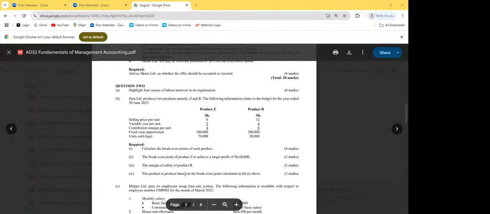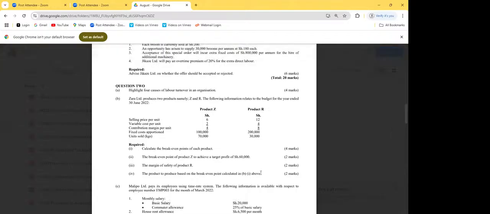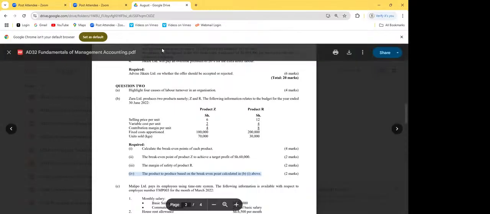So the product to produce based on the break-even point is very simple. How many units are you going to produce if you are using the same resource? So the one with the lowest quantity will be the one to be produced because you just produce a few of them and you have your break-even point. So that will be the product to be produced. That is what you're going to produce to do what? To maximize your profit with the lowest number of resources committed to it.